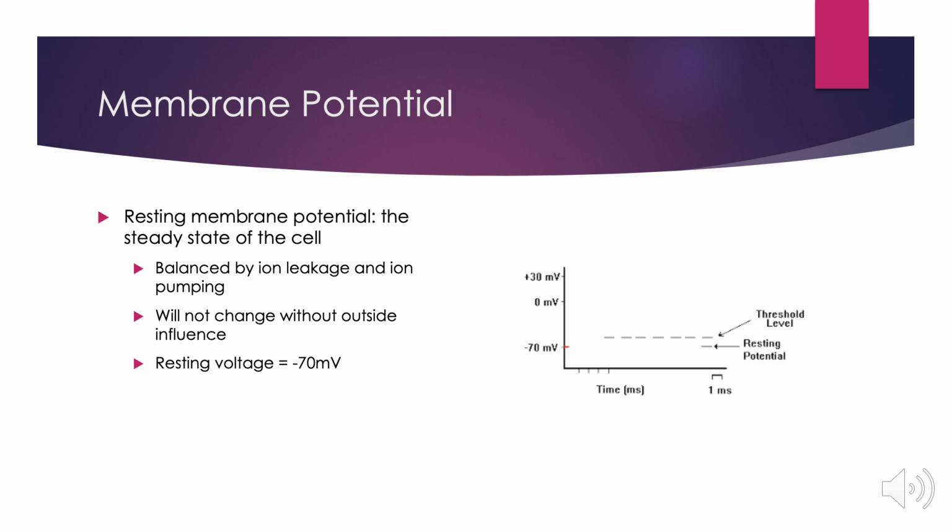So the leakage and the ion pumping, they receive signals to let them know there's too much of one ion inside or outside of the cell, and they regulate that passively. The resting membrane potential won't change without outside influence. So usually an electrical or chemical change needs to happen in order to change the resting membrane potential. The voltage at resting membrane potential is negative 70 millivolts. It's very important to remember. That's going to be our starting point for action potential.